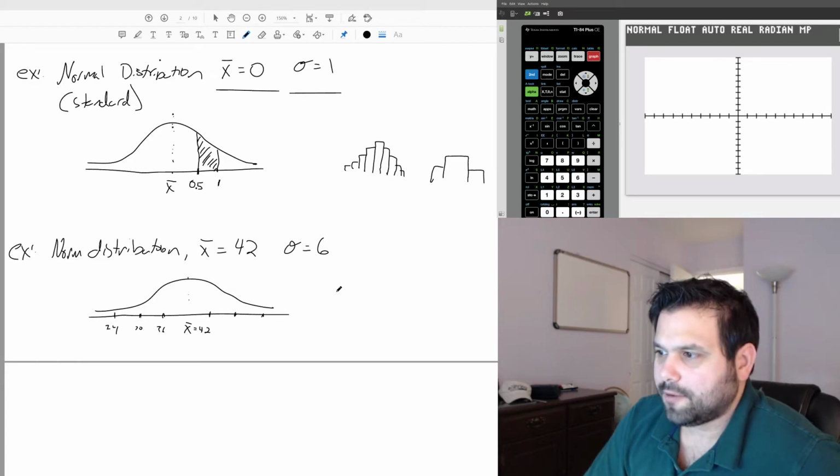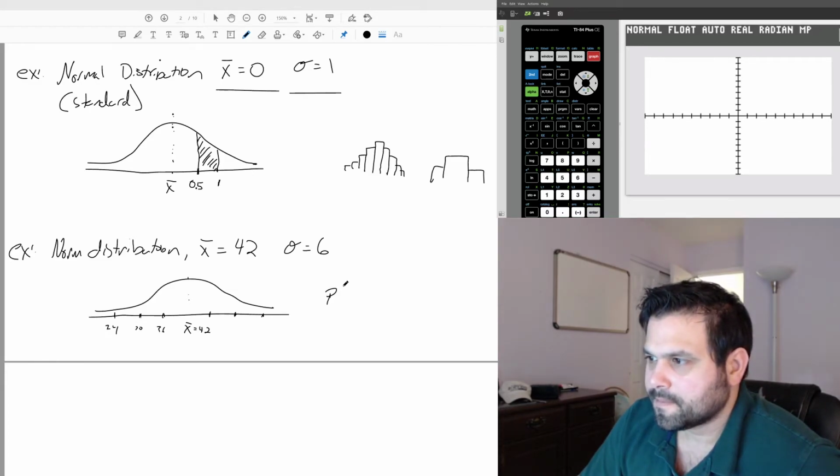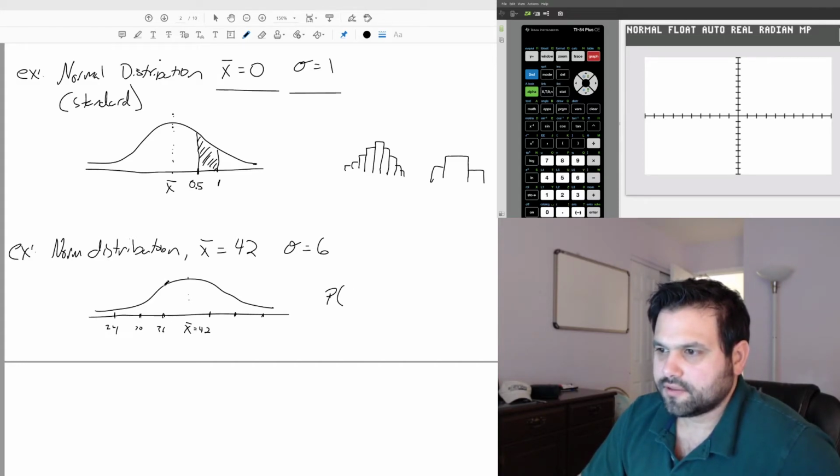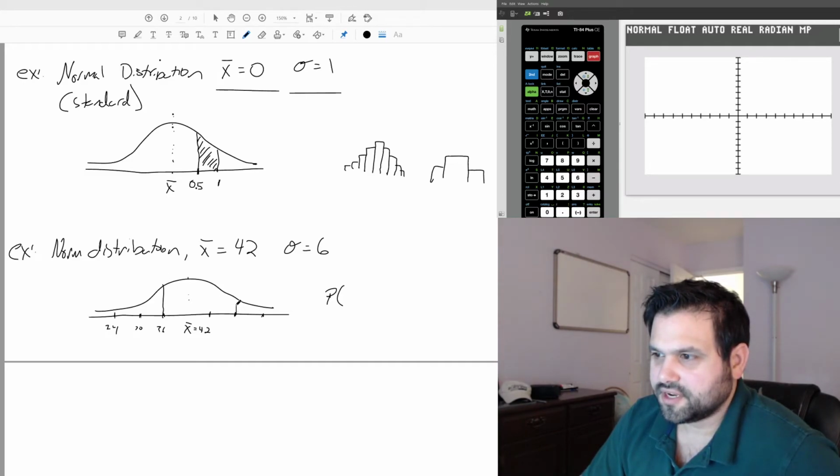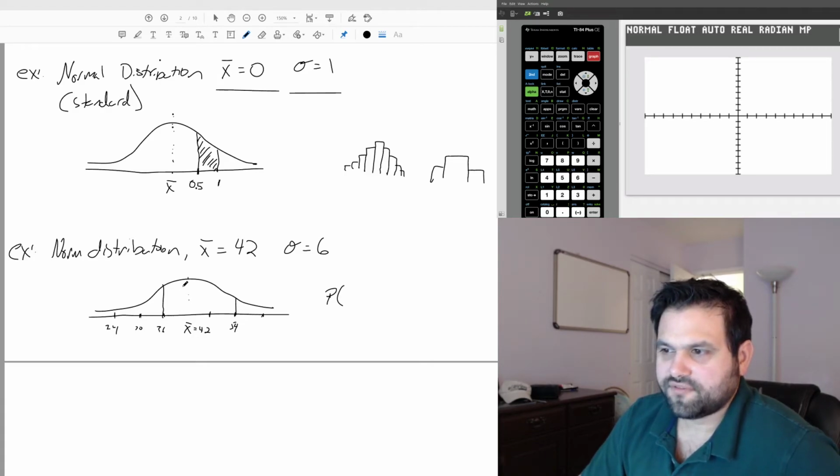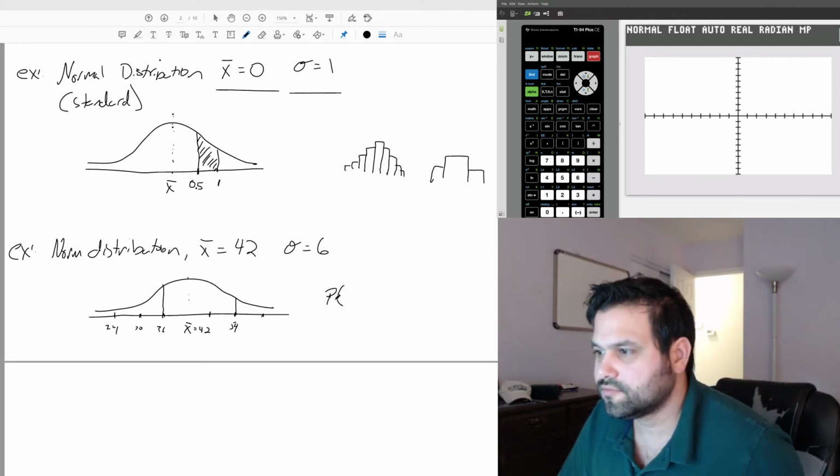So how about if I say, what's the probability that we're between, let's pick this 36, and then let's pick this value over here. So this would be add 6 again, right? So like 54 maybe. So we want to find this area. This is a pretty big area. Let's see what this probability is.